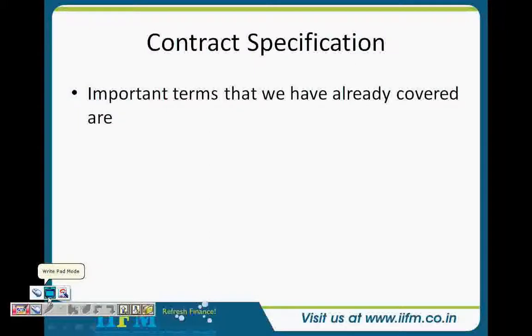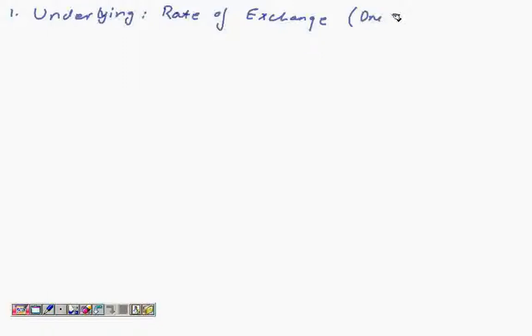Let me start by writing down the underlying. Now, what is the underlying? We've already covered what the underlying is. In our case, if you remember, we are looking at the rate of exchange. So the rate of exchange is the underlying in the case of currency futures, between, let's say, 1 USD and INR. So that becomes the underlying.